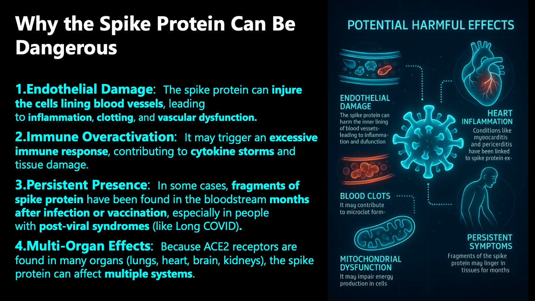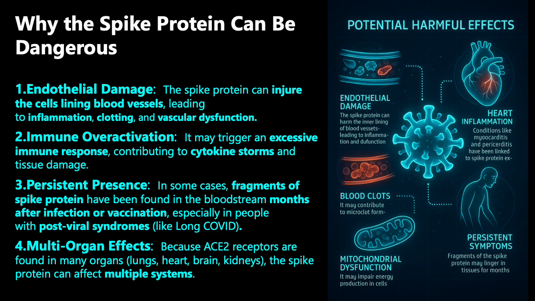Finally, because the spike proteins target the ACE2 receptors, which are found in many parts of the body like the lungs, the heart, the brain, and the kidneys, it can affect multiple organs, not just one organ. So you see that the spike protein is quite harmful.